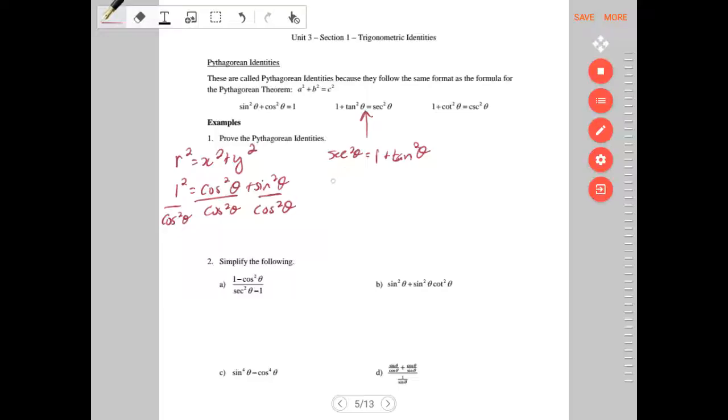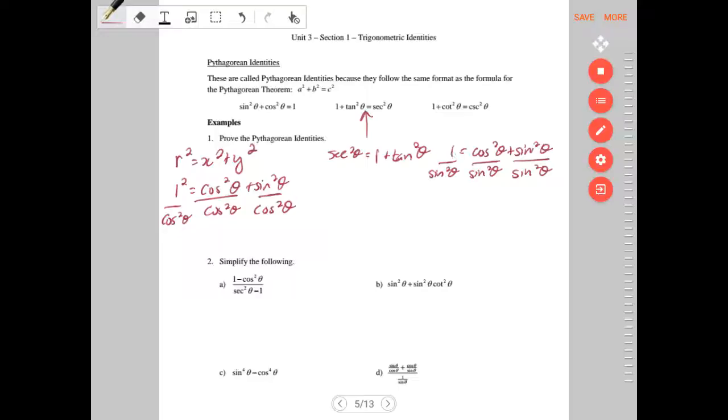Now, we can also take 1 equals cos squared theta plus sine squared theta, and instead of dividing by cos squared, we're going to divide everybody by sine squared theta. Remember, in an equation, you can do this as long as you do it to every single term.